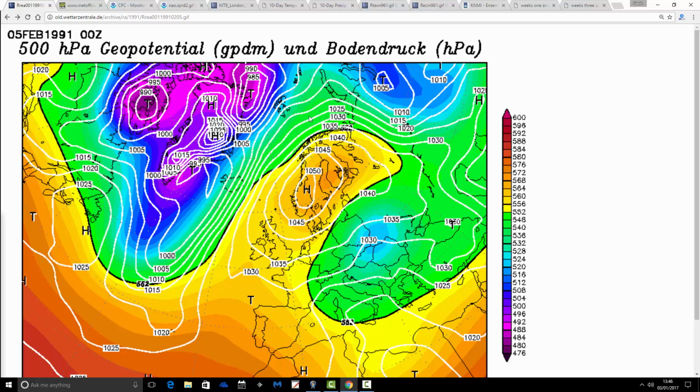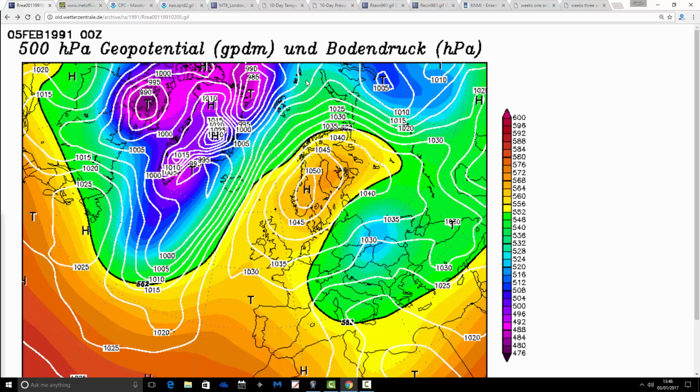So on the 5th of February, the Scandinavian high is up to 1,050 millibars. The winds are going into the east. Again, we're still moving warm air from the Atlantic up to the northern and eastern side of that ridge of high pressure, western side of that ridge of high pressure, I should say.